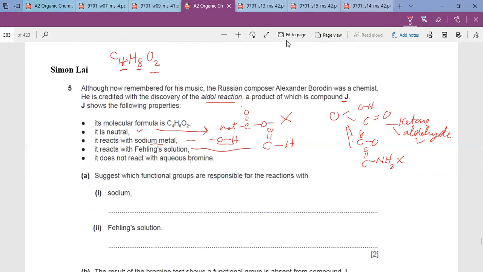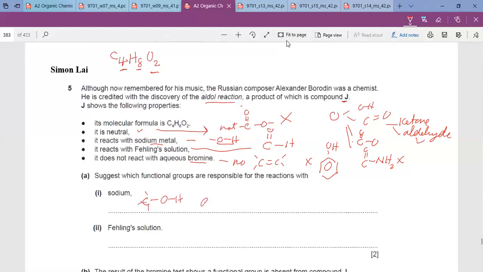It does not react with aqueous bromine. That means no C=C, and no phenol. Anyway, it cannot be phenol. Why? Because it must have a C6 ring, and this is not C6, it's C4. So just the functional groups, plural. The functional groups responsible for this: first, alcohol, C-OH.